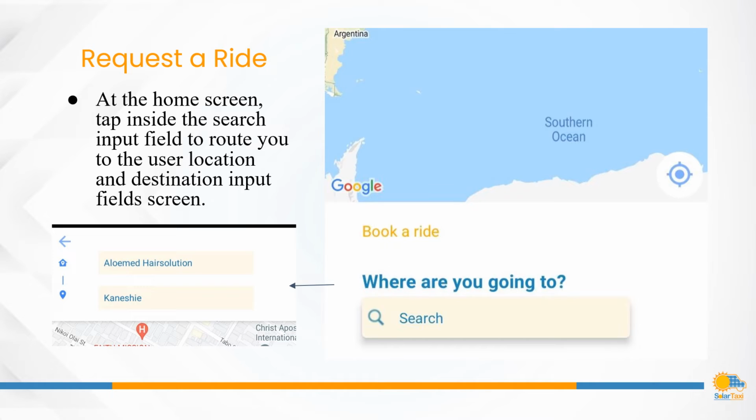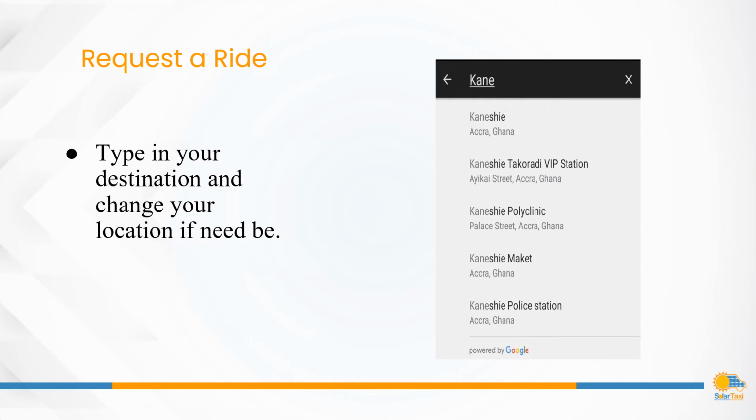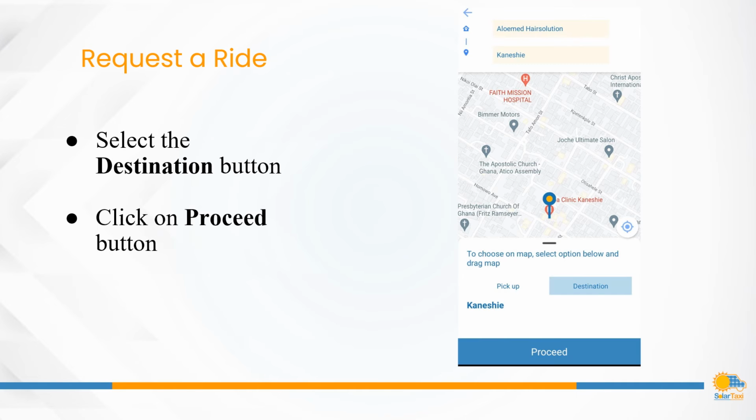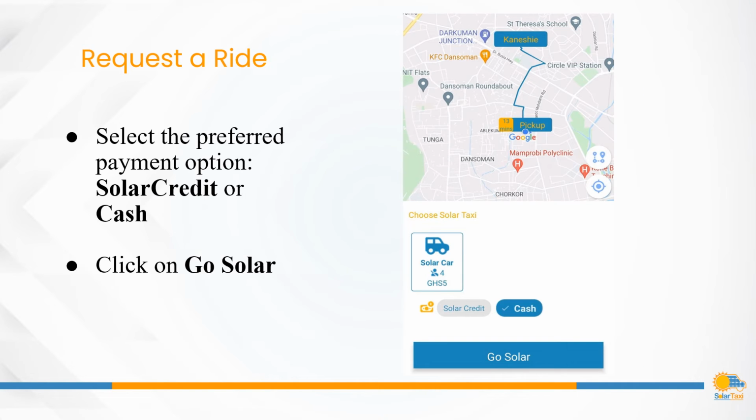So let's request a ride. At the home screen, tap inside the search input field and it routes to the user location and destination input field screen. It will pick your location, but if you don't want that, you change it and you type in your destination also. Select the destination button. Click on proceed. Select the preferred payment option, either solar credit or cash. Click on Go Solar.